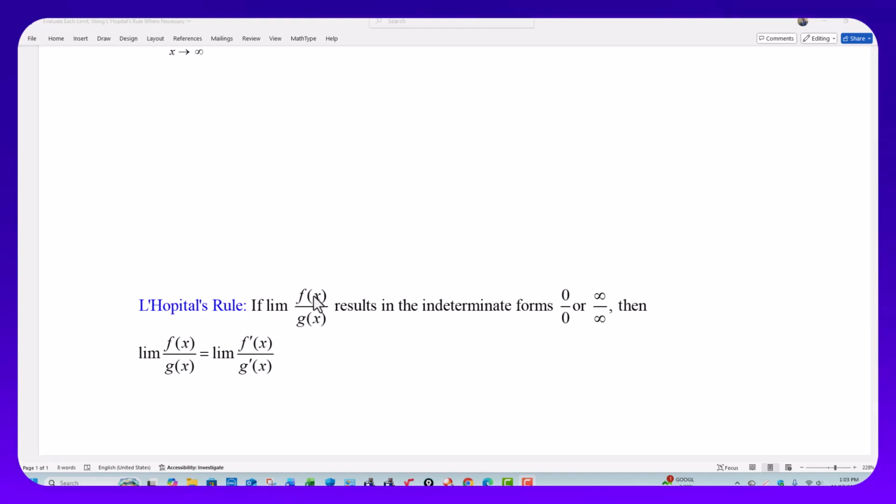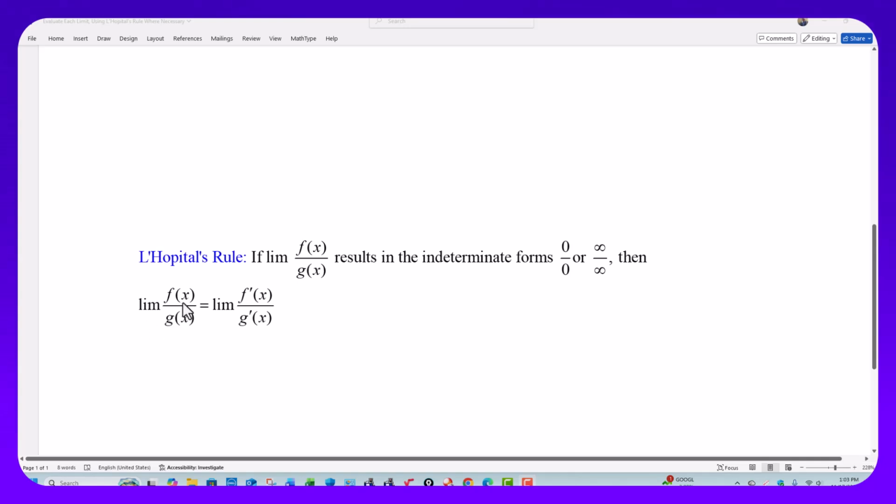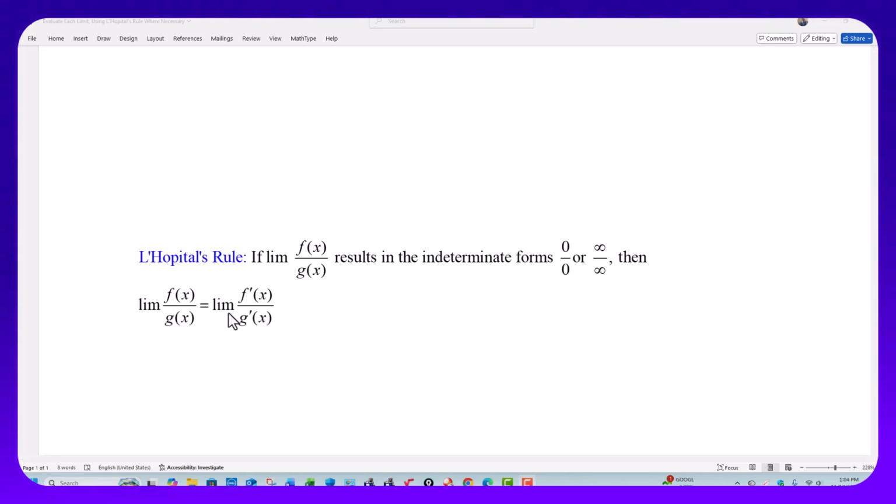It states if the limit of some function f of x over g of x results in the indeterminate form, which could be 0 over 0 or infinity over infinity, and should also work for minus infinity over minus infinity, then the limit of f of x over g of x will equal the limit of the derivative of f over the derivative of g, f prime over g prime. Notice this is not the quotient rule. It's just the derivative of the numerator over the derivative of the denominator, provided this limit exists. So that's what it states here.